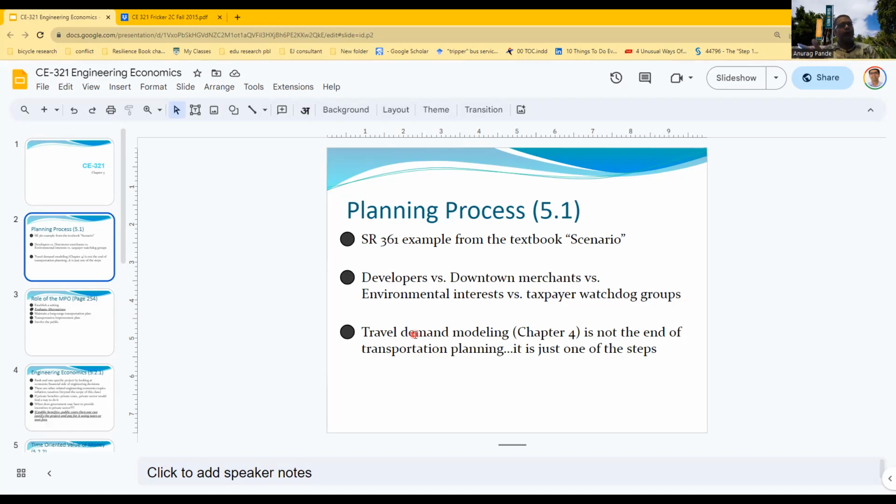Okay, so I hope the broader context is clear. And hopefully you're able to see that ultimately we do transportation planning to be able to make better decisions. So decision making is the ultimate goal, not the travel demand modeling. Travel demand modeling is an intermediate step to figure out the benefits of the decisions that we are making.